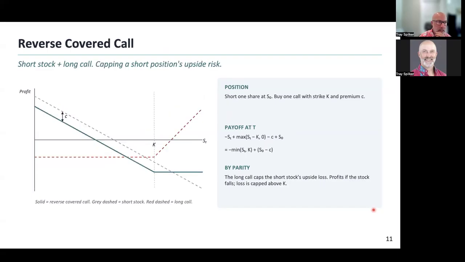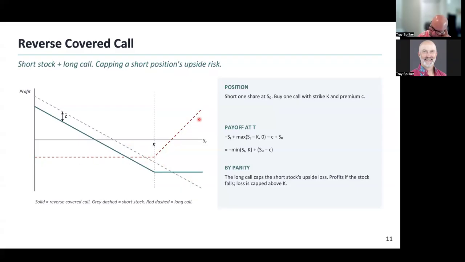Our next strategy here is the reverse covered call, right? So this inverts the classic covered call. So instead of owning the stock, you're shorting the stock. So your stock, the gray dash line here, has a downward slope of -1. And your red dash line is the long call position.